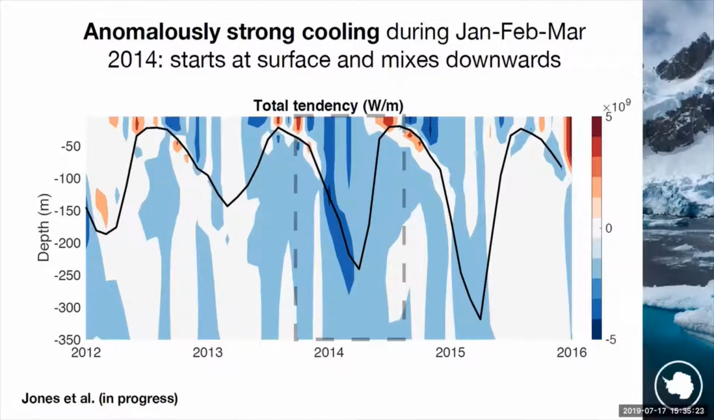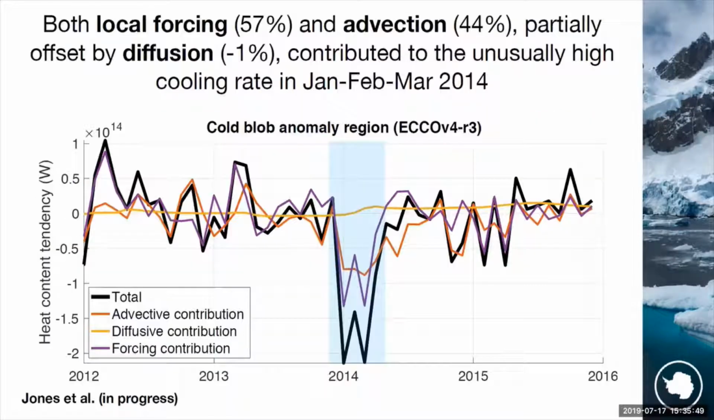The nice thing about having the state estimate, like I said, is you can do heat budgets. So you can map the total tendency and you can pull it apart into different components. So here, 2014, 2015, this is the total tendency you're looking at in the color scale. You can see there's a strong cooling extending from above the mixed layer down below the mixed layer, and then it gets mixed below that mixed layer where it persists. So that's really where the onset of the cold anomaly occurs.